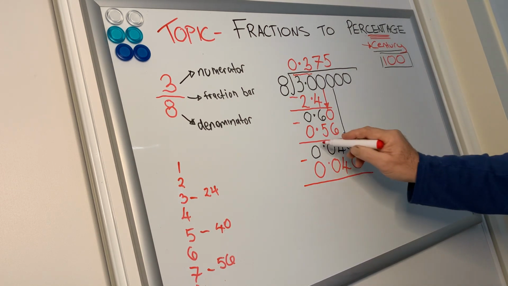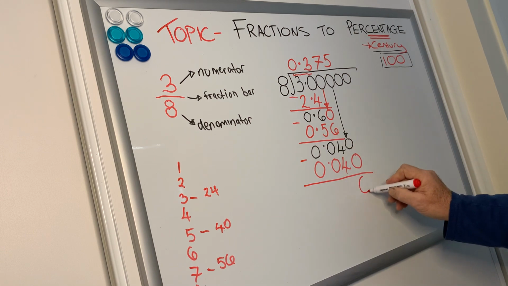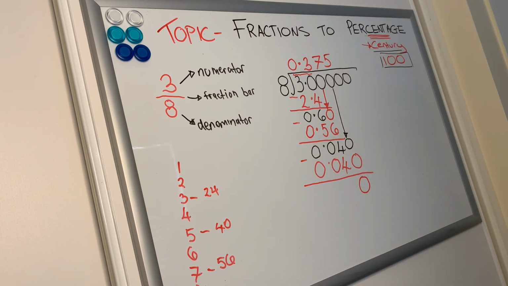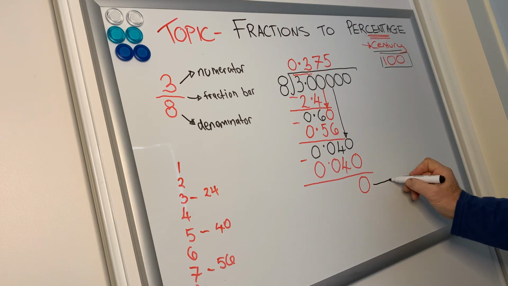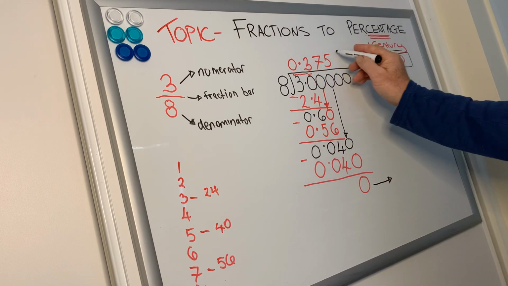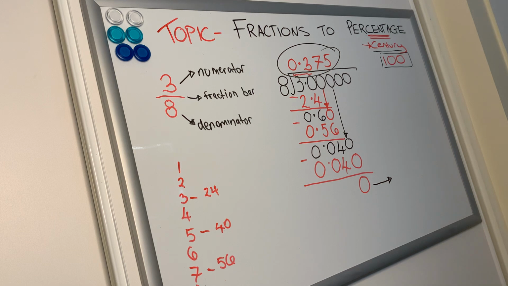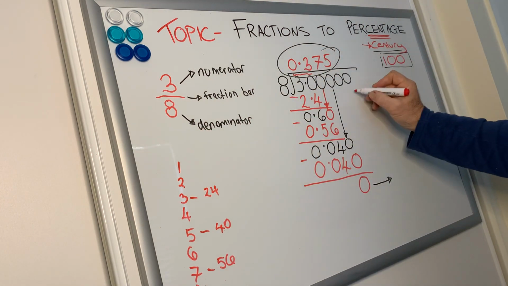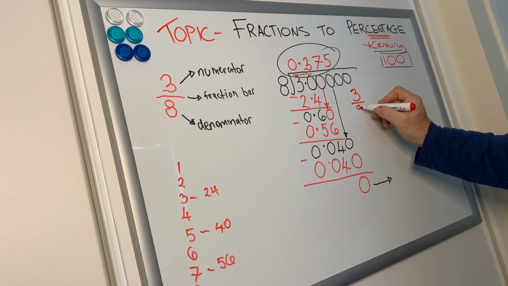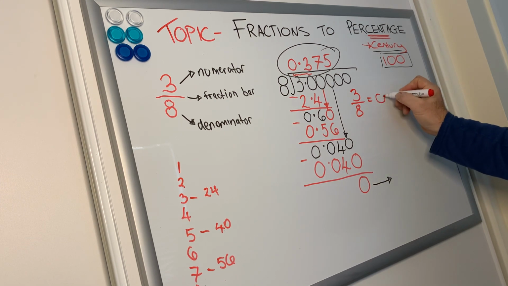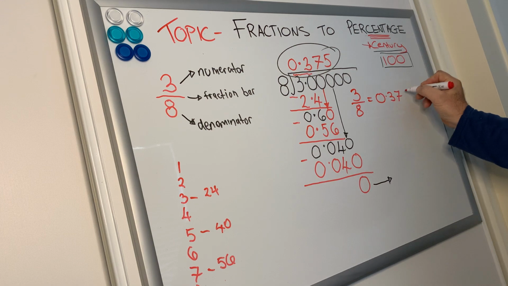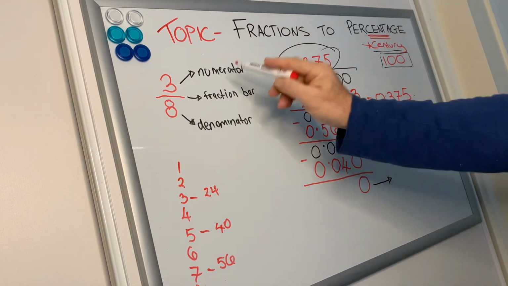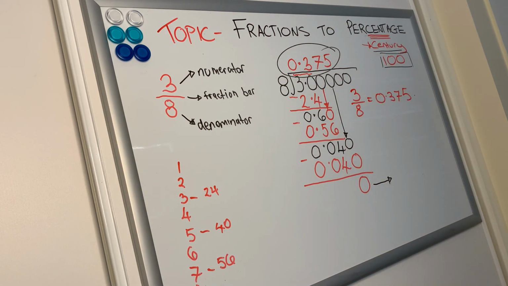Okay, that take away that is 0. And as we know, when that's 0, that is our answer. 0.375 is in fact the decimal. 3/8 is the fraction. 3/8 is equal to 0.375. But as I said, I want us to work out what percentage of those are actually going to pay this bill.